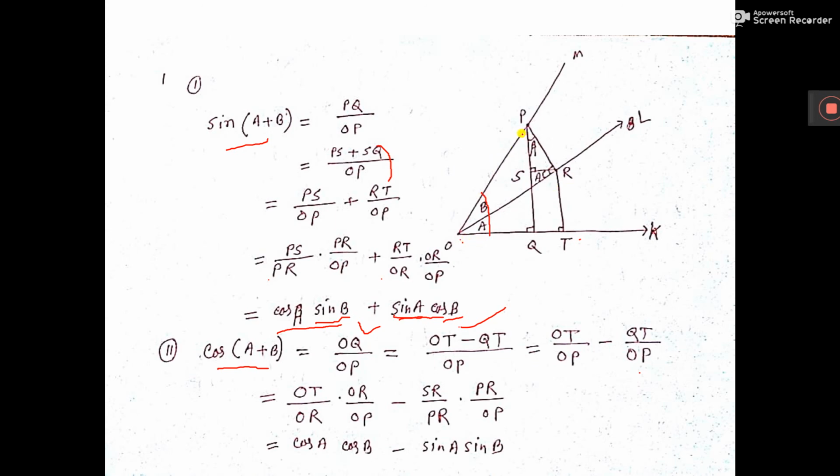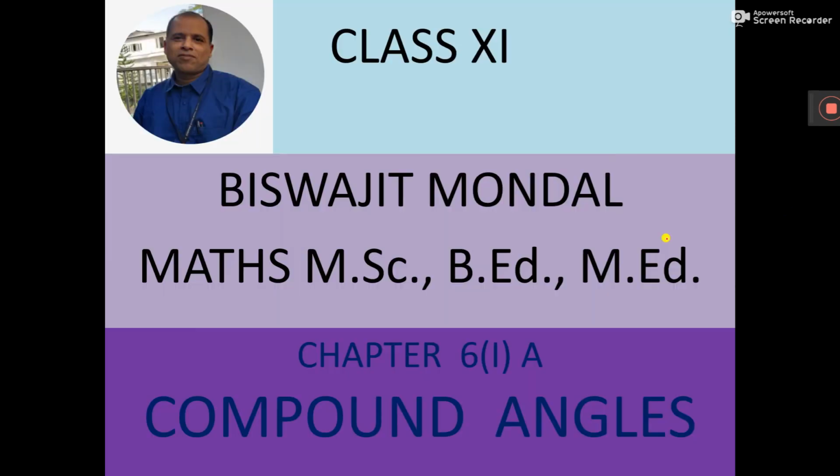Now see, OR is the hypotenuse of the triangle containing side OT. Now base by hypotenuse will be cos. Here also base by hypotenuse, that is cos. But this is for angle A and this is for angle B, as I told you, from the diagram you see. And SR by PR is sin A, and PR by OP is sin B. From the diagram we can tell. So cos(A + B) is equal to cos A cos B minus sin A sin B. It is proved. That's all.